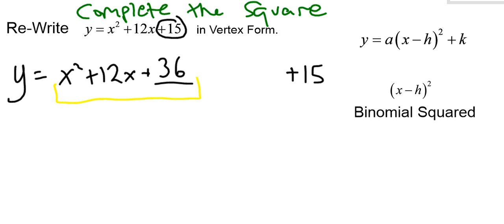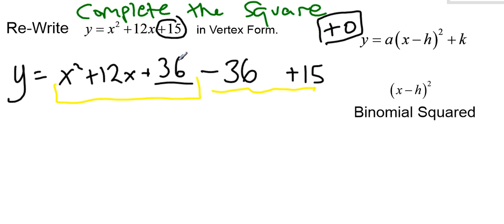But there's a problem. You can't just add 36 to an equation without fundamentally changing the equation. So what do I do? I know I need to add 36 because I need a perfect square trinomial, so I'm going to compensate for adding 36 by subtracting 36. That seems fair, doesn't it? 36 minus 36 is 0. You're allowed to add 0 whenever you want. That's not a problem. And now I have my perfect square trinomial, and over here I have things that I can deal with later.